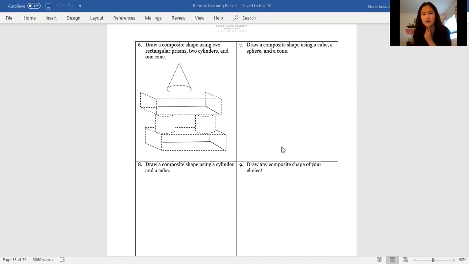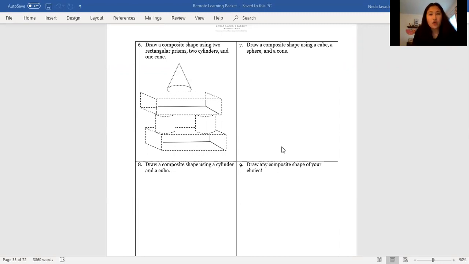Composite shape. I remember that word. Raise your hand if you remember that word. Give yourself a high five if you remember that word. Yes. A composite shape is a shape that's made using lots of different smaller shapes. So, for example, we're going to look at one in number 6. Let's keep reading. Let's start over.